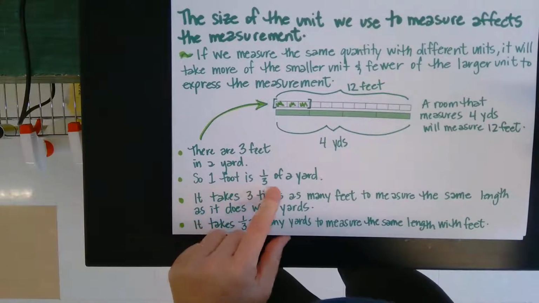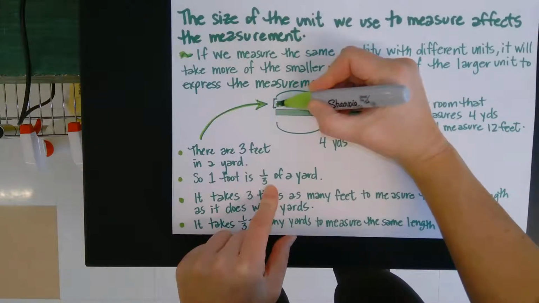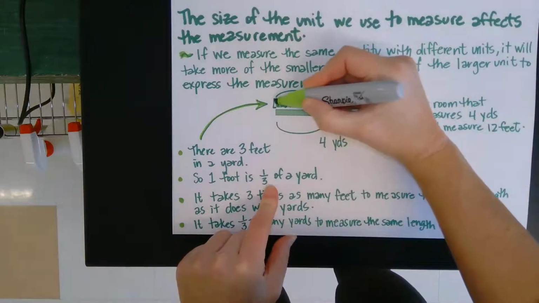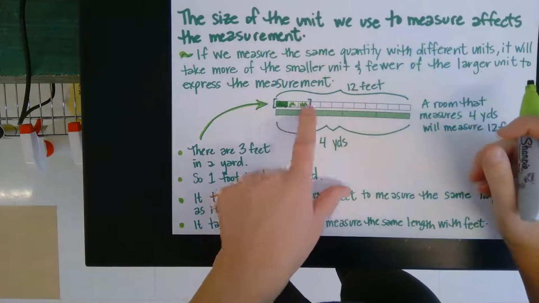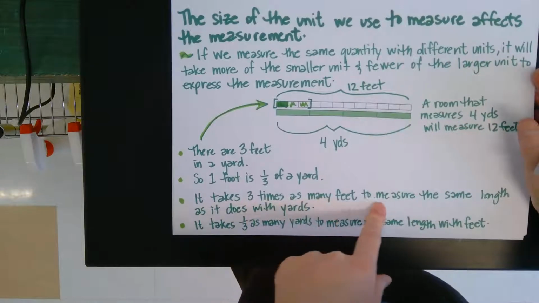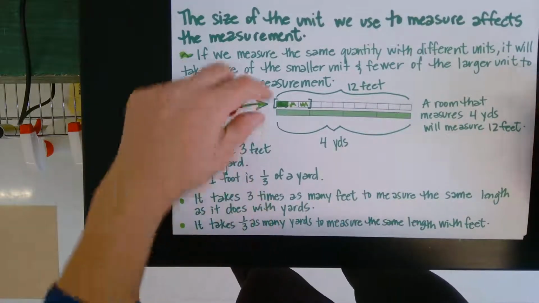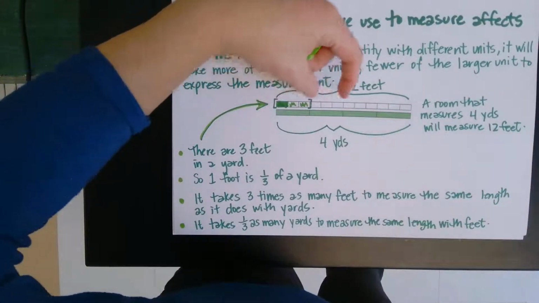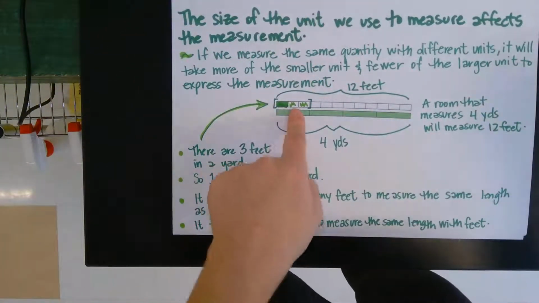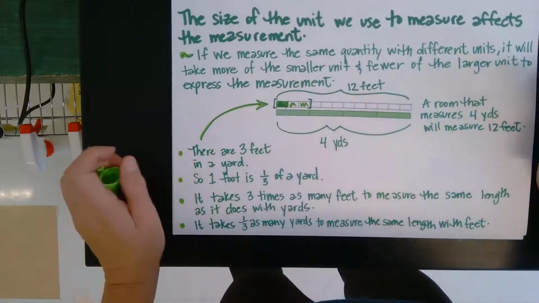So 1 foot is a third of a yard. One of these feet right here, we colored in nicer, one of these feet is a third of one of those yards. It takes 3 times as many feet to measure the same as it does with yards. Of course, because there are 3 feet for every yard, so we'd have to multiply the 3 times the 4 to actually get our number of feet.